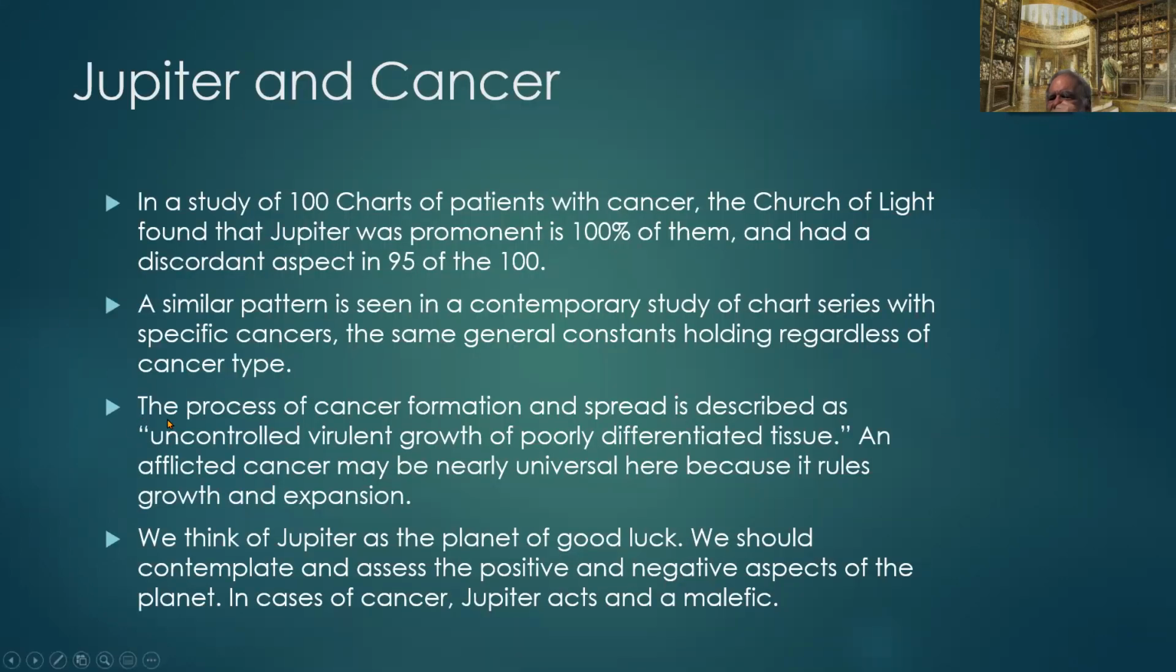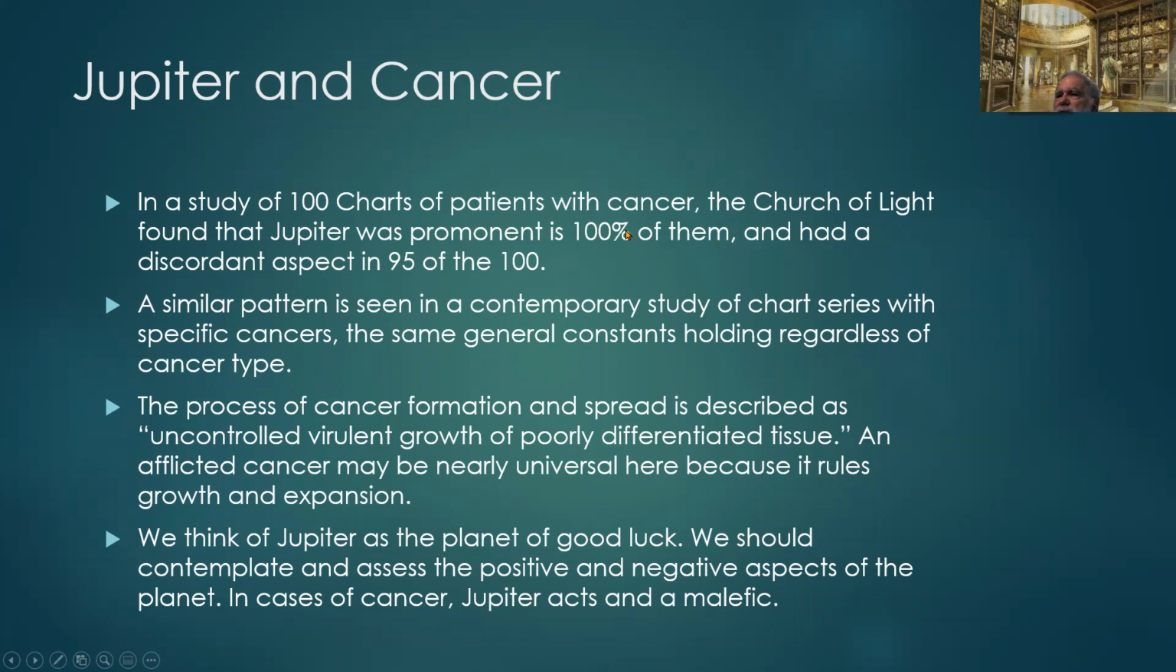So the rest of the evening, the rest of the slides I have, we're going to be discussing cancer. We're moving into Saturn, and Saturn would be, of course, if there were one planetary indicator for cancer, it would be Saturn. But in the work the Church of Light did in the 20th century, they did 100 charts of patients with cancer.